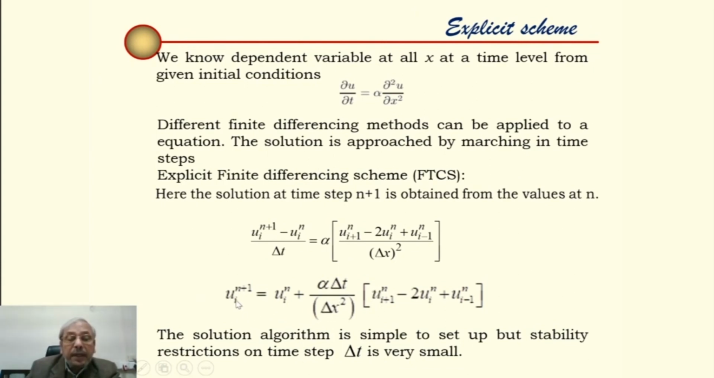When we evaluate ui n plus 1, we need at the nth level the values at i plus 1 and i minus 1. Similarly, for every i, we need the analogous points at the nth level. These are known at the nth level, everything is known. So at the n plus 1th level, we can find every value at every location in an explicit manner.